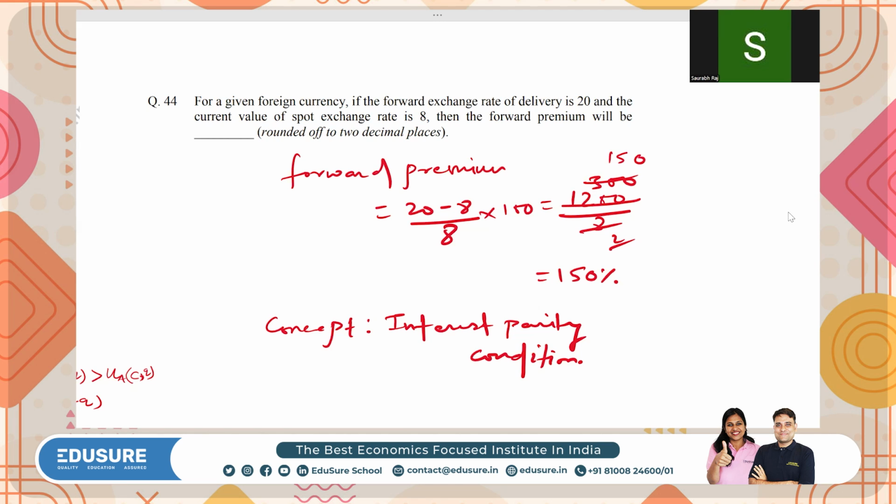Okay. So if an investor invests in some foreign country, then he will try to calculate the risk attached with it and try to hedge that risk. Okay, so we have this formula for calculating the forward premium, that is (forward rate minus spot rate) whole upon spot rate into 100. So if you calculate it, it will come out as 150%.